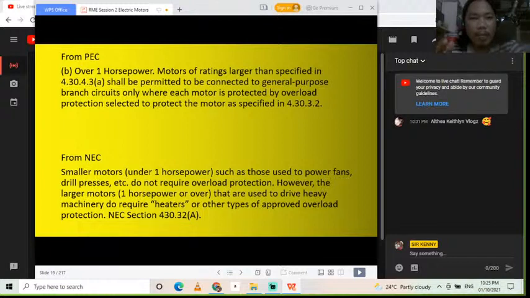Kasi yung ating Philippine Electrical Code ay nasa SI unit. Yung National Electrical Code naman ay nasa English. So, ibig sabihin, naka-feet, inches, yung National Electrical Code. Yung Philippine Electrical Code ay naka-SI in meters, millimeters, centimeters. So, ayun. Okay. Next.